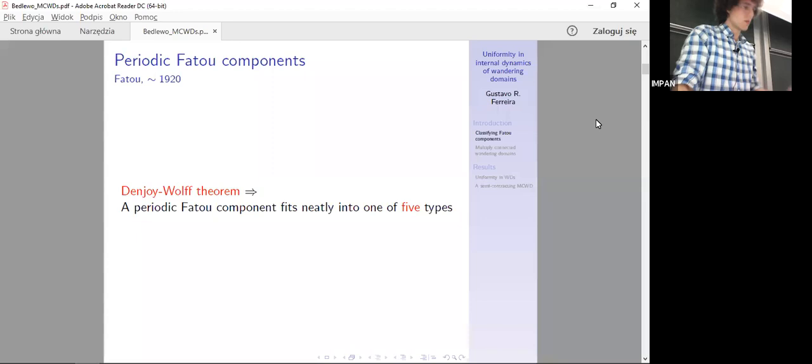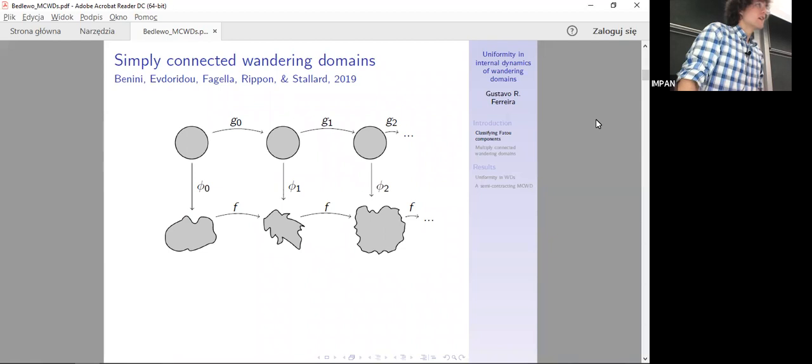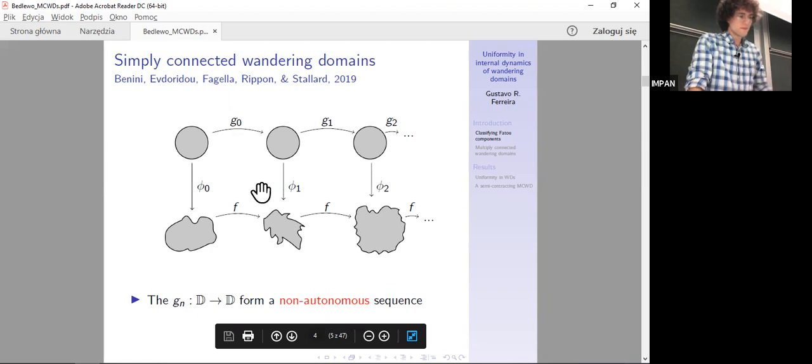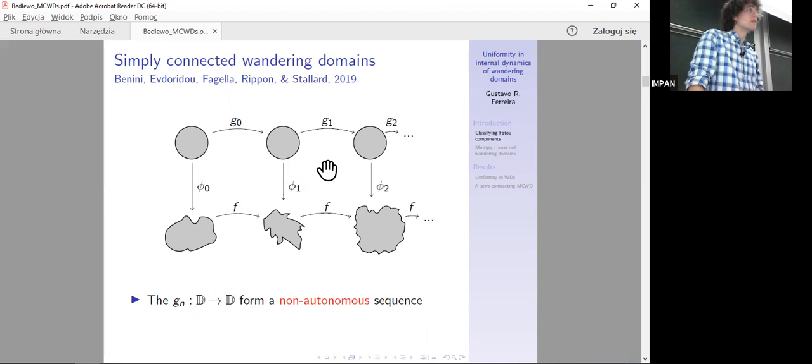Well, wandering domains, which I won't define for the tenth time in this conference, the classification is much more recent, and it's due to Anna, Vasso, Nuria, Phil, and Gwyneth a couple of years ago, who realized that you can take Riemann mappings from your wandering domains down here to the unit disk up here and study the dynamics of this non-autonomous sequence of mappings up here, right? There should be text down here, but this is in the way. Since the Riemann mappings preserve the hyperbolic metric, they can study the behavior of the hyperbolic metric down here by studying the behavior of this non-autonomous sequence up here.